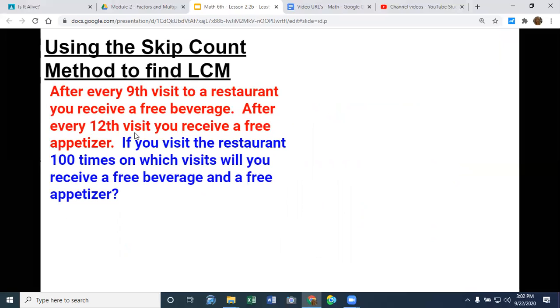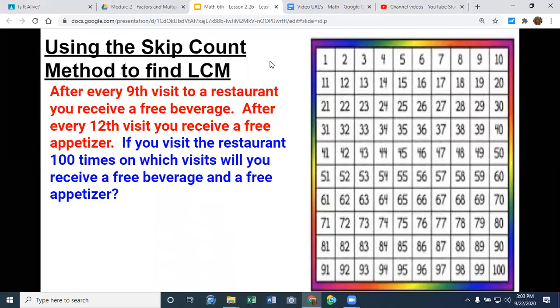After every 9th visit to a restaurant, you receive a free beverage. After every 12th visit, you receive a free appetizer. If you visit the restaurant 100 times, on which visits will you receive a free beverage and a free appetizer? This is an LCM problem. I'm going to put the number chart up there. This is another method you can use. So I have to skip count by 9s, and I have to skip count by 12s.